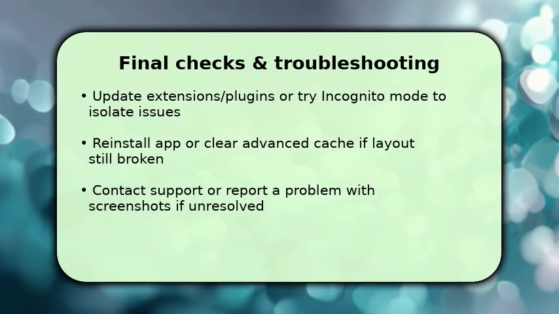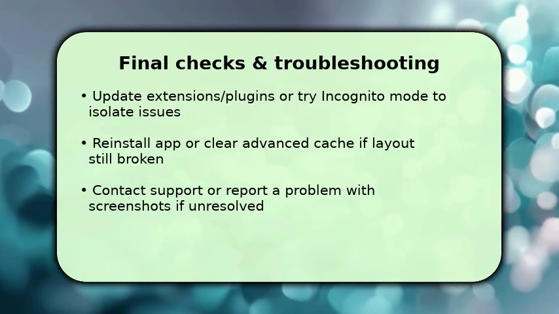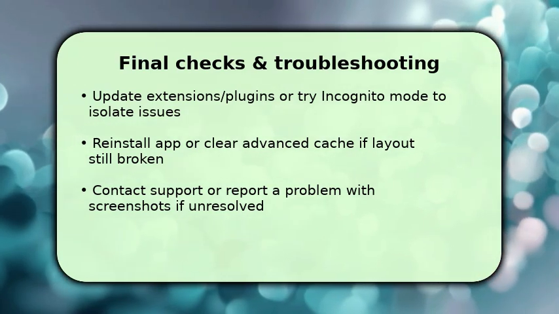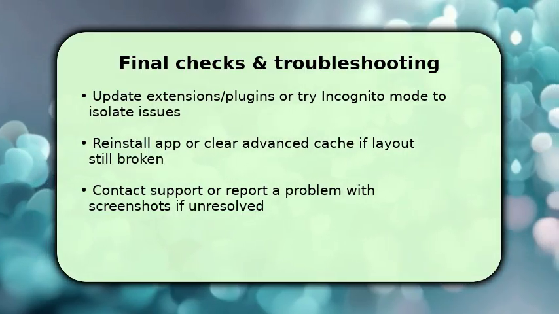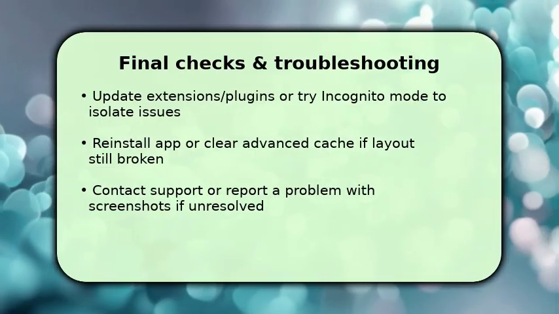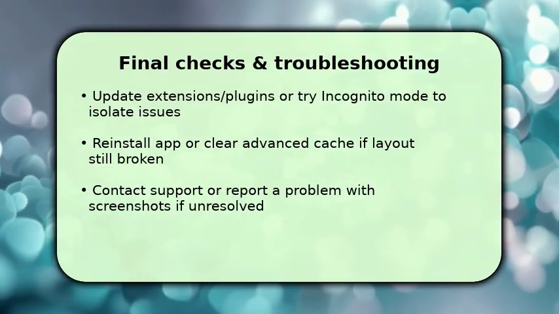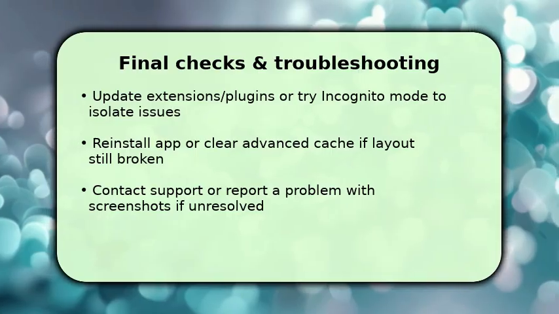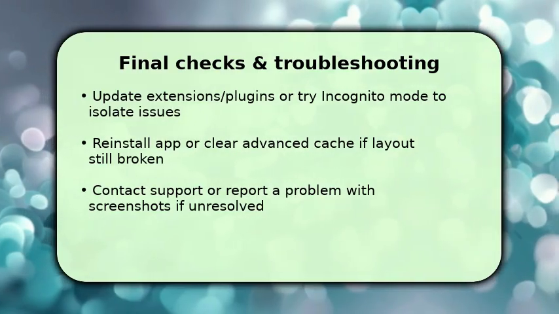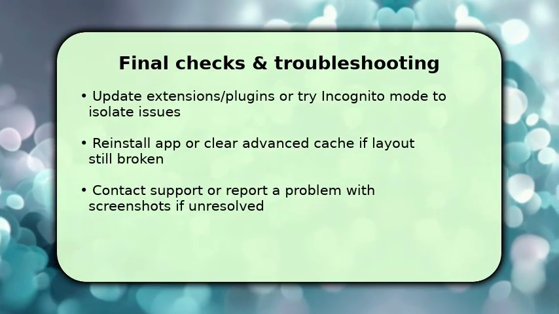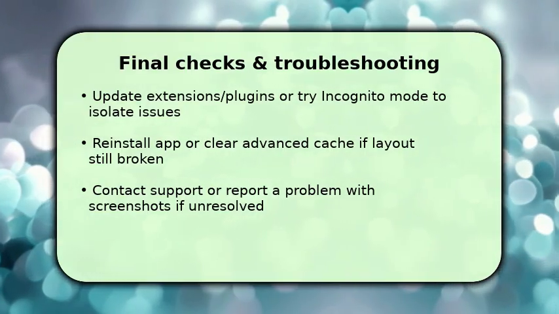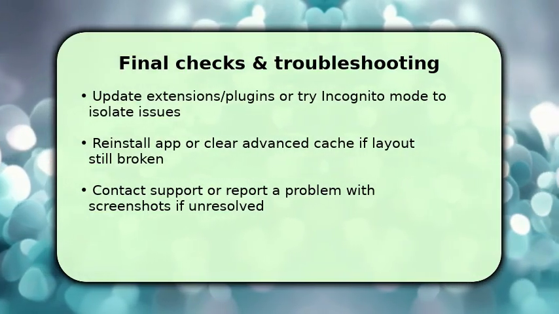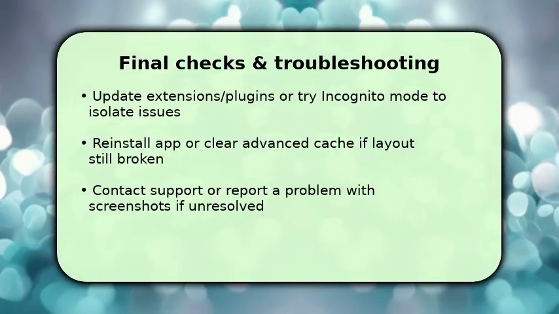Finish by isolating persistent problems. Disable browser extensions or open Facebook in incognito to rule out interference. If the layout remains broken, reinstall the app or clear advanced cache and site data to remove corrupted files. Once done, log in and verify the home page loads correctly. If it still fails, report the problem through Facebook's report tool and include screenshots. This helps support reproduce the issue and speeds up a fix.